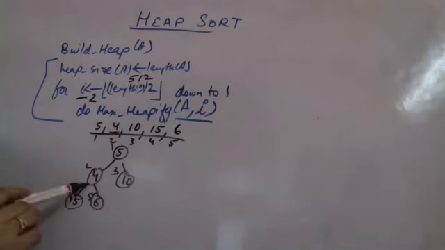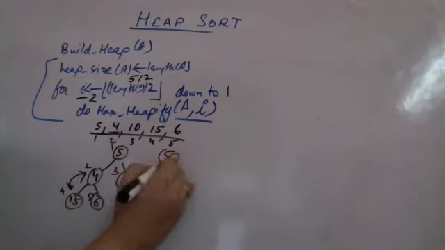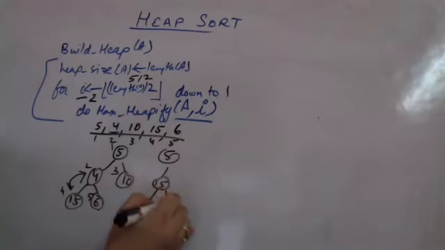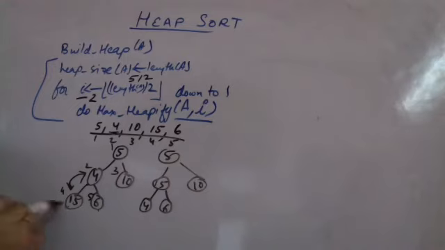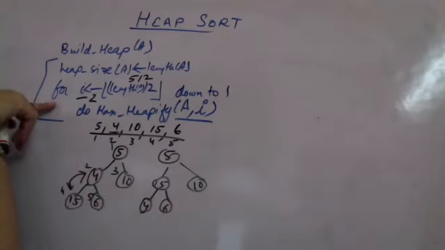So here when I'm calling it for 2, 4, 15 और 6 में से सबसे बड़ा check होगा heapify में. They will be exchanged so that the new tree will be 15, 5, 15, 4 and 6 and then 10. Now here again max heapify will be called for this node. No children, so it will stop.